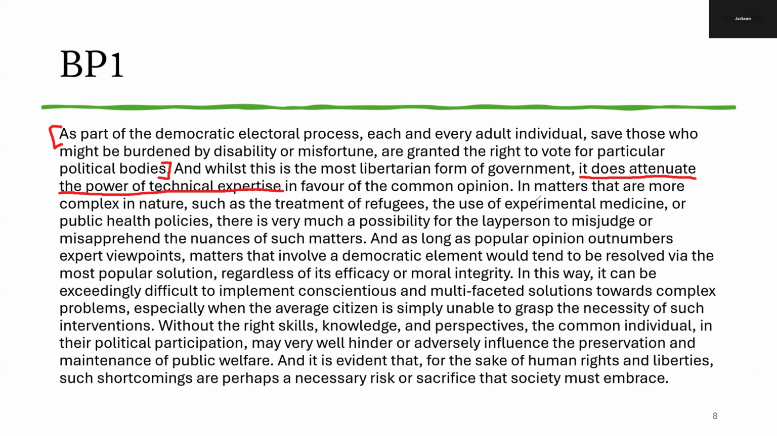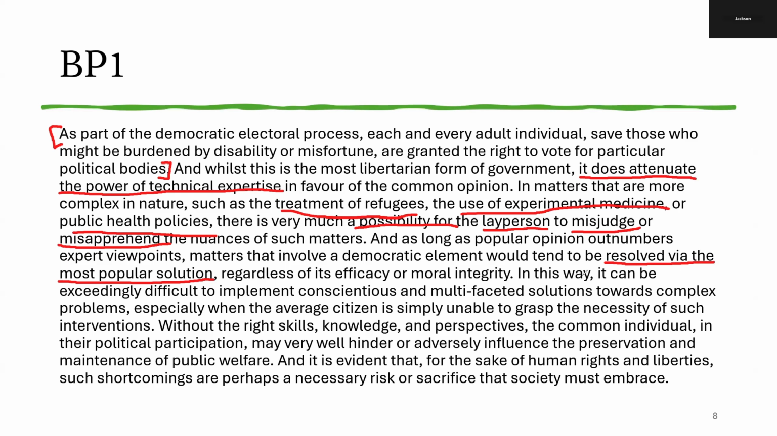What's happening in the next one? It matters that are more complex, such as, so we're now talking about examples. We're adding even more detail and then saying, because of such overpowering of technical expertise, there is the possibility of the layperson to misjudge or misapprehend the nuances of such matters. And then what's the next sentence? And as long as popular opinion outnumbers, what we have then is this tendency to have this resolution by most popular solution, regardless of efficacy or moral integrity.